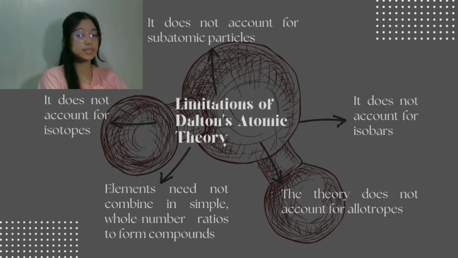The last one is that the theory does not account for allotropes. Dalton's theory is also unable to explain the presence of allotropes and does not account for variations in the characteristics of materials such as diamond, graphite, and charcoal.